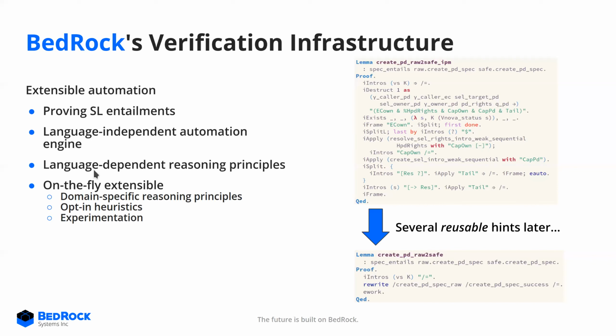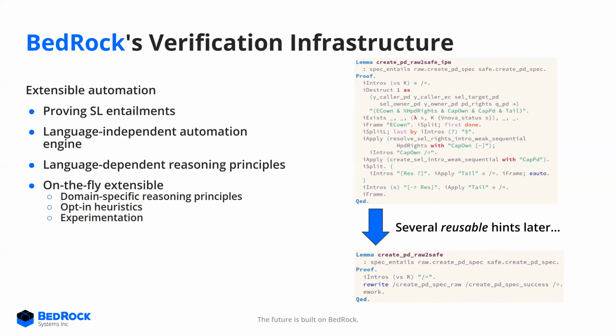And our verification infrastructure, kind of the smarts behind Ego, is based around extensible automation. So it's based around the idea of proving separation logic entailments, but interesting ones, things that involve WPs and whatnot, which are in our setup just separation logic assertions. The engine is very language independent, but we add in language dependent reasoning principles.